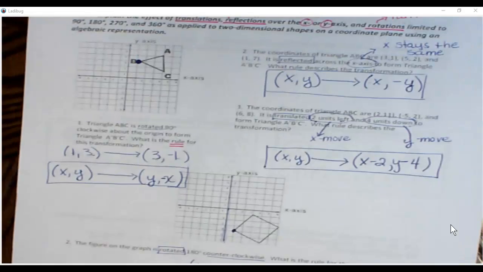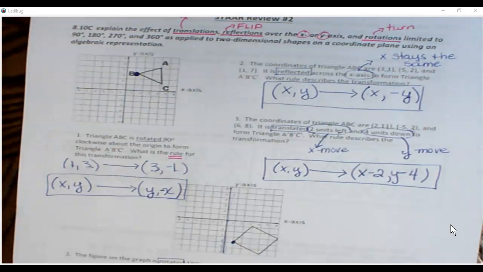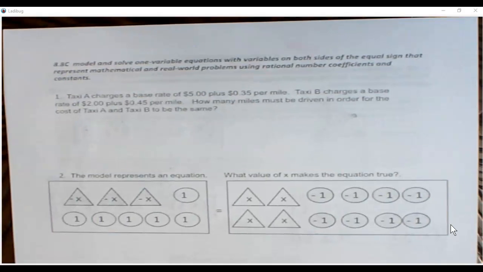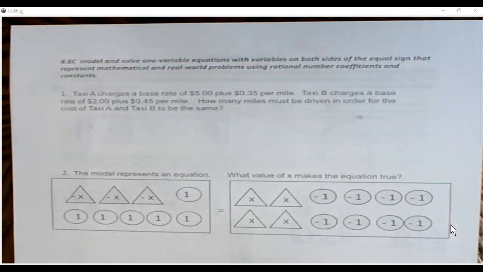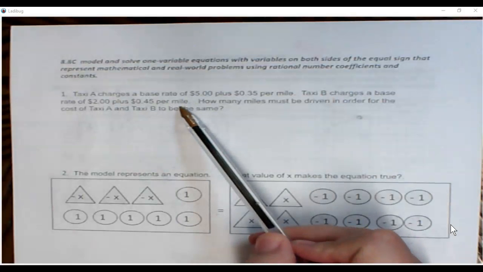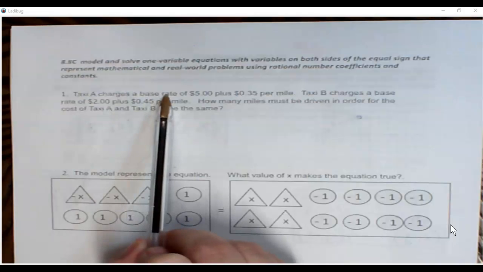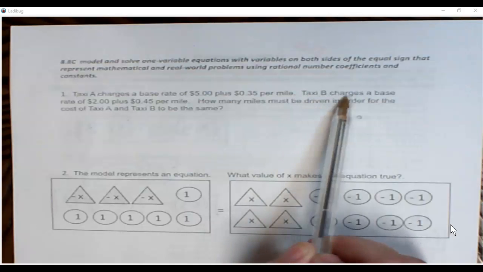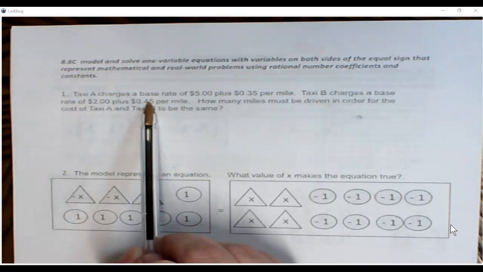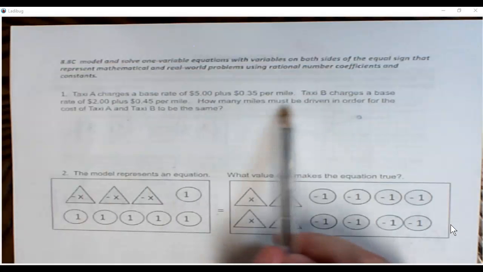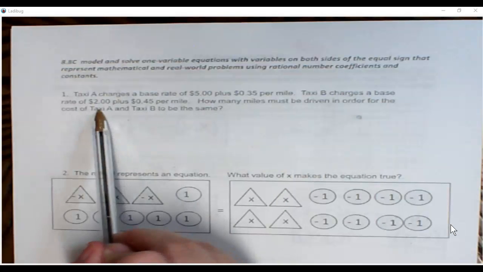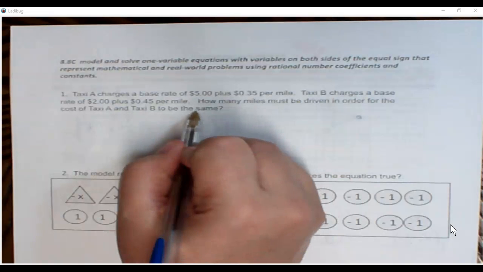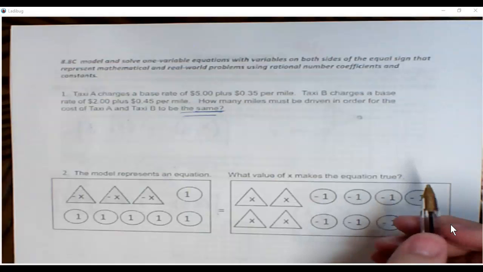All right, so that was a quick review of what we had learned about transformations. Now let's flip over to equations. All right, so equations. Here's a word problem, and let's read it. Taxi A charges a base rate of $5 plus 35 cents per mile. Taxi B charges a base rate of $2 plus 45 cents per mile. How many miles must be driven in order for the cost of Taxi A and Taxi B to be the same? So I need them equal to each other.